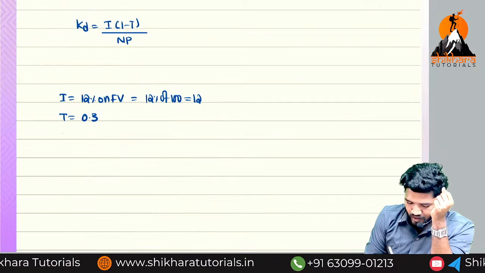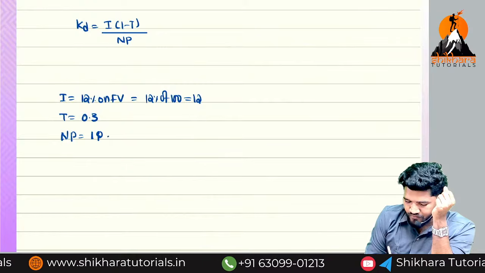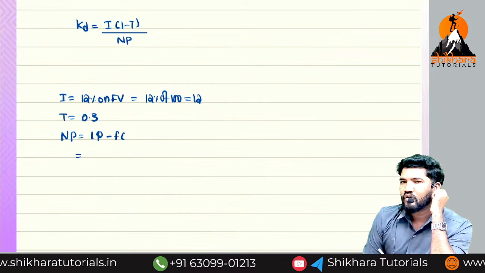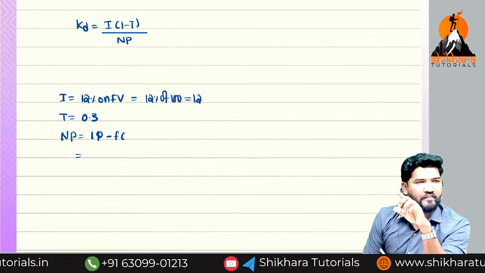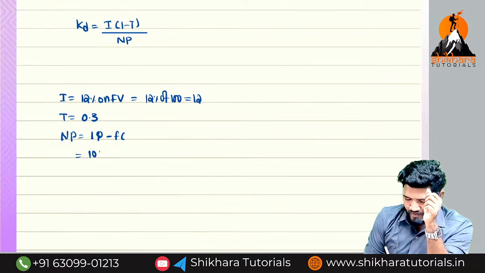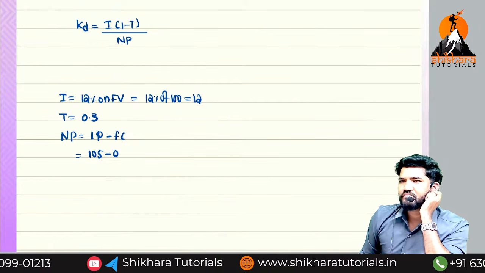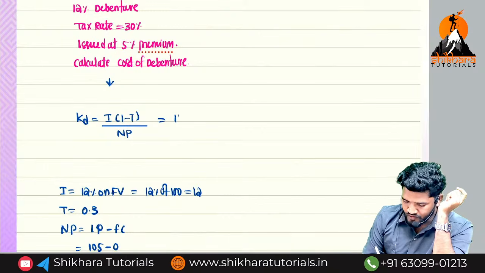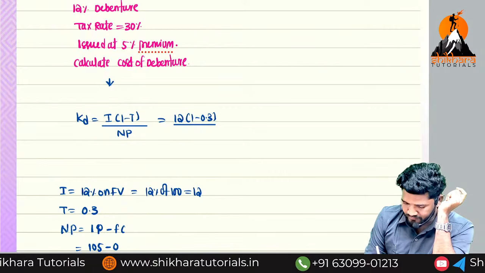Next, how to calculate net proceeds? Issue price minus flotation cost. Now issue price, please. Why 105? They are issued at 5% premium, which means face value is already there, and they are charging an extra 5 rupees. 105 minus 0, there is no flotation cost. Okay, all values are there. Please substitute: 12 times (1 minus 0.3) divided by 105.